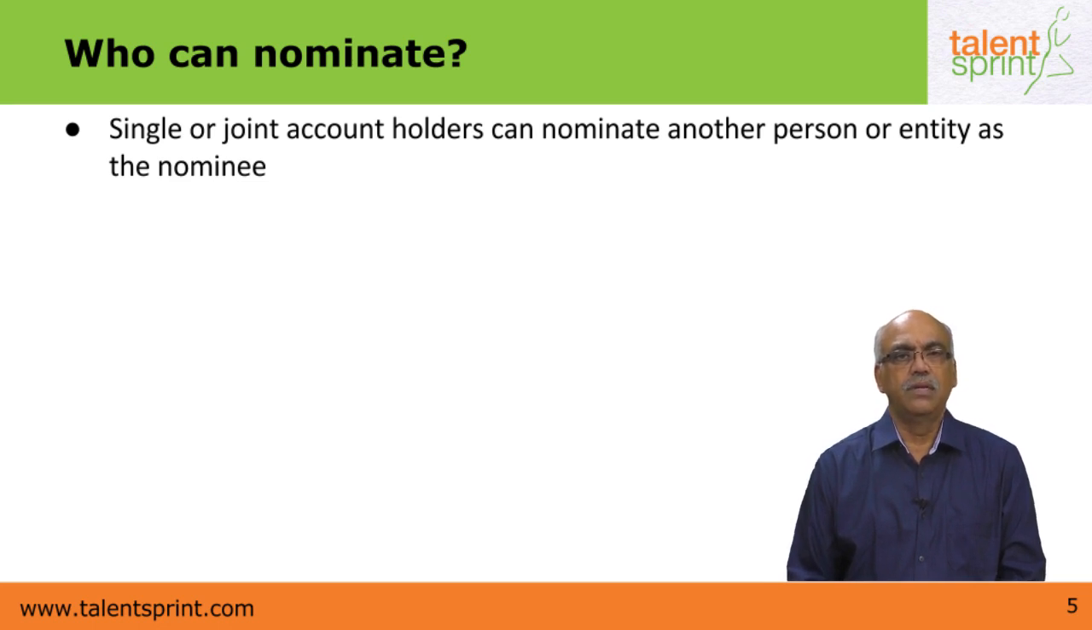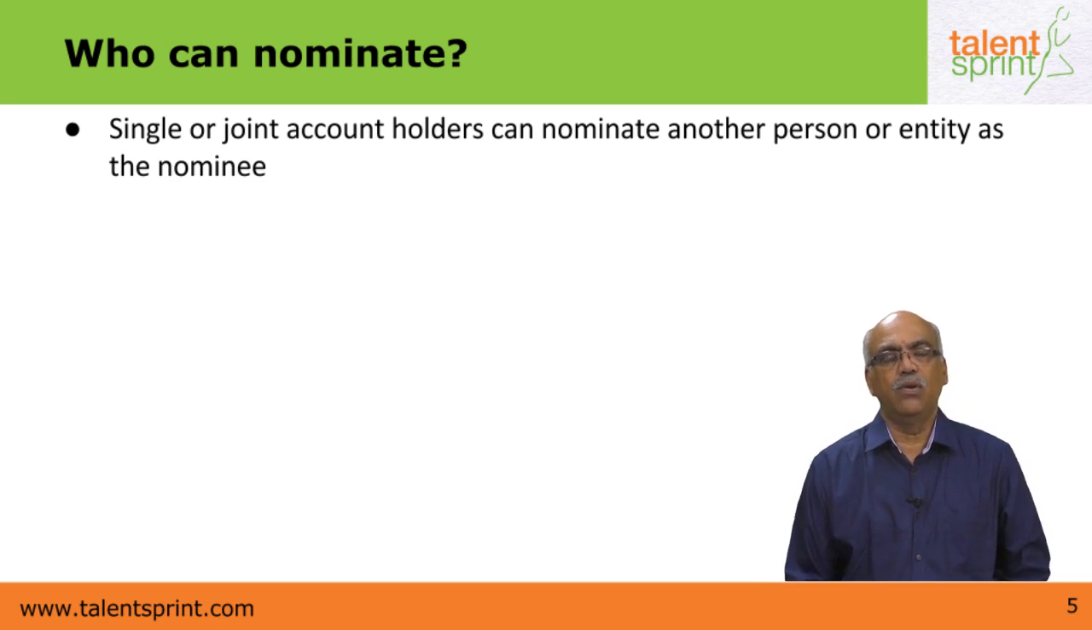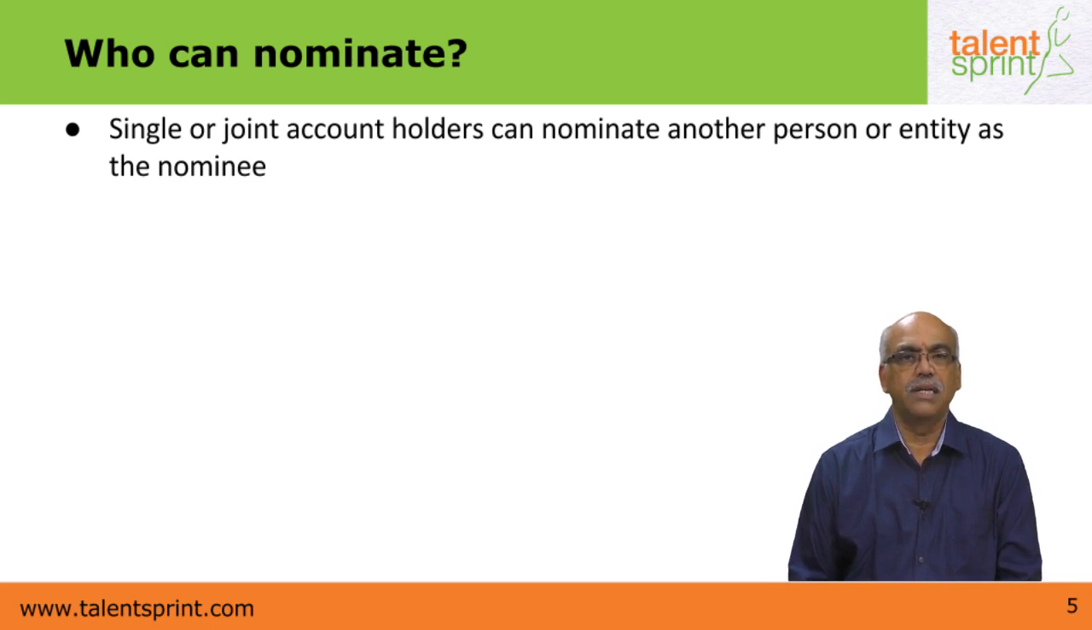In a joint account, the important point to note is that when one of the joint holders expires, the money automatically gets transferred to the name of the surviving person. It is only when both the parties expire that the nomination becomes effective.